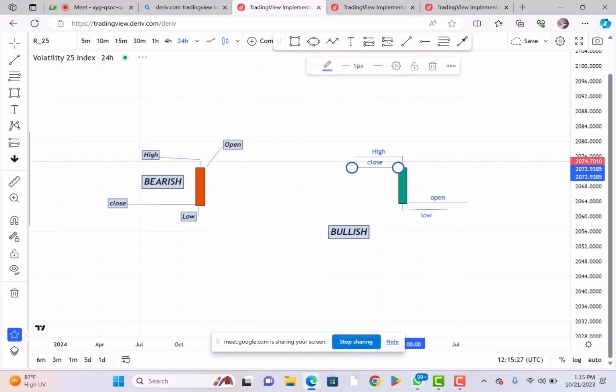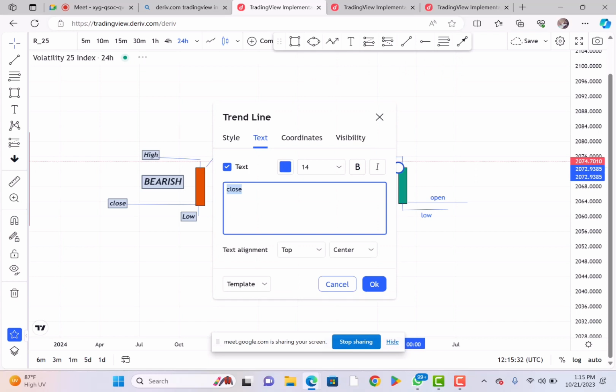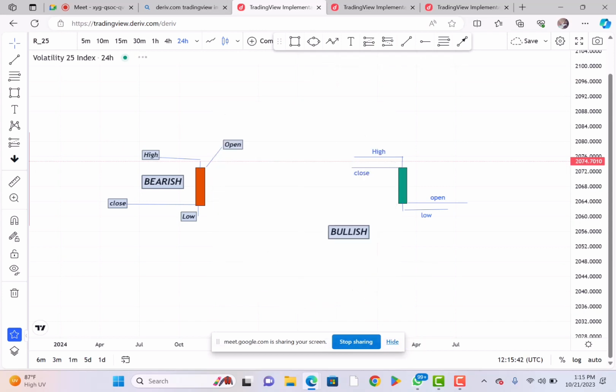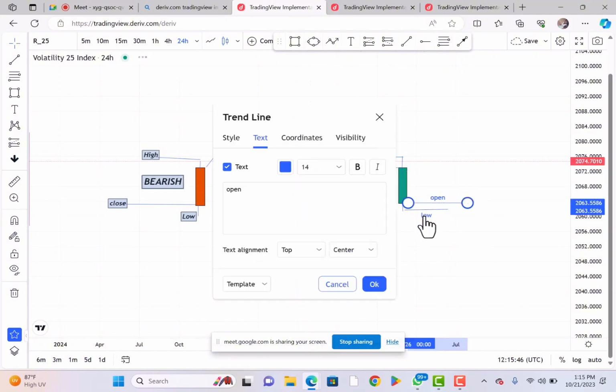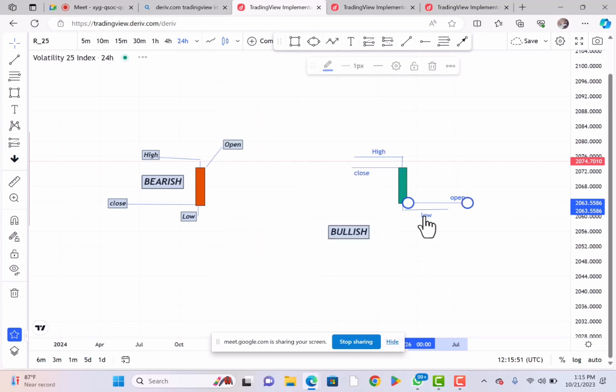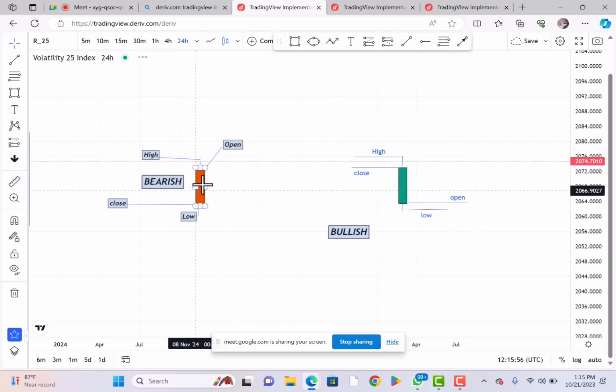So this is the close of the candle. I believe you guys can understand better by means of this diagram. And all of this is what we refer to as the body of the candle. You can see my mouse. This is what we refer to as the body of the candle.